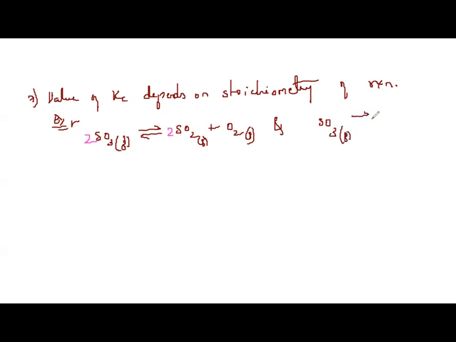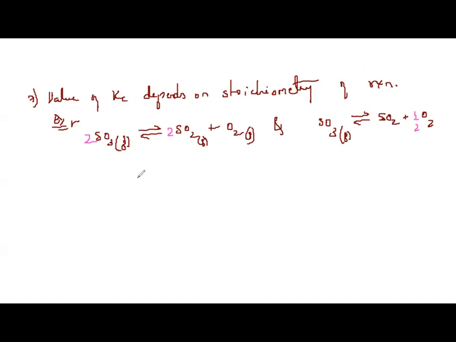Or I can write this reaction as gaseous SO3 decomposing, a reversible reaction, giving SO2 plus O2, and these are also gaseous. But here, balancing it, I will write half O2. So 3 oxygen atoms on the left, and 2 plus 1 half, 3 oxygen atoms on the right. Now write the equilibrium constant for this equation.